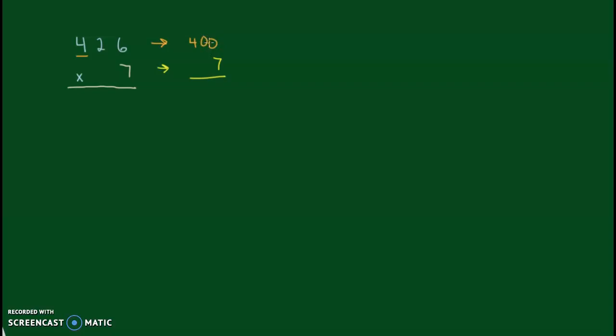So when I'm thinking about problems like this, since 400 has 2 zeros, I can automatically put down my 2 zeros. 4 times 7 is 28. So my estimate for this problem is 2,800.